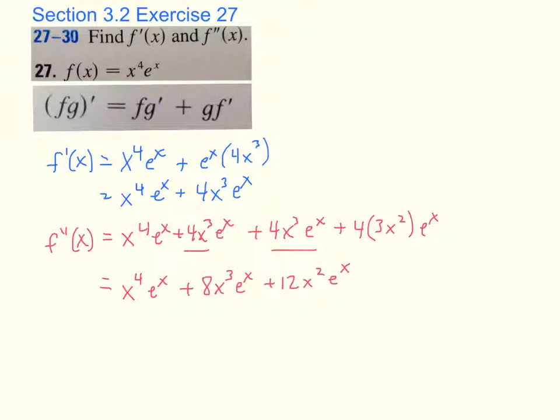So I encourage you to memorize the power rule, the product rule, the quotient rule, so that these things will just eventually come naturally to you. You'll be able to do them just like you're adding 4 and 4. This is how we do number 27.